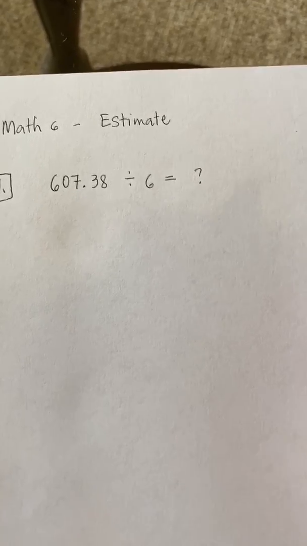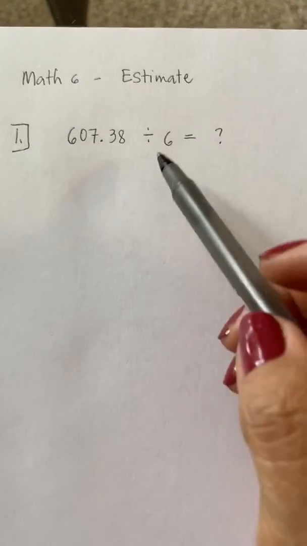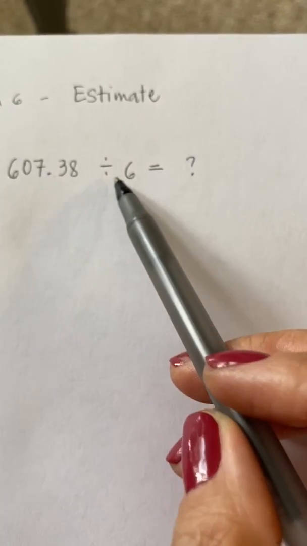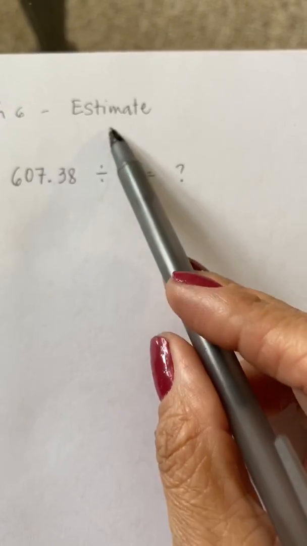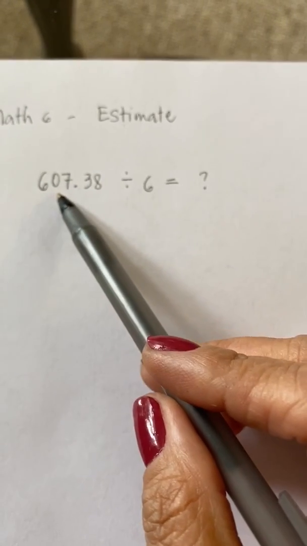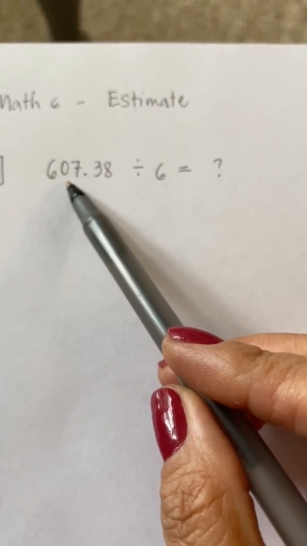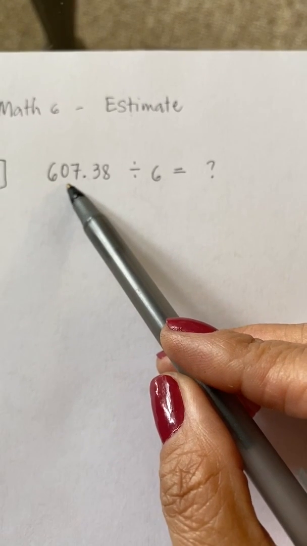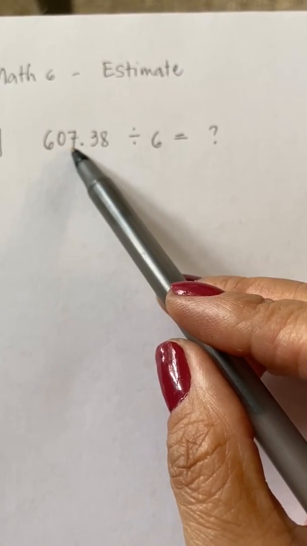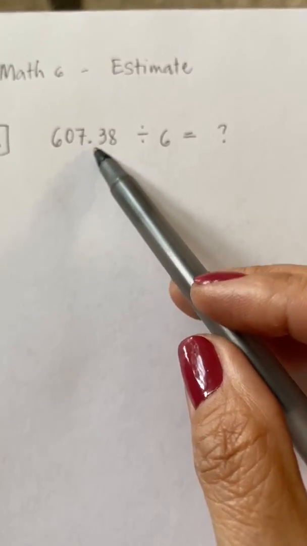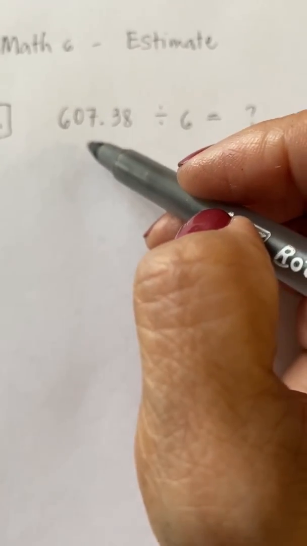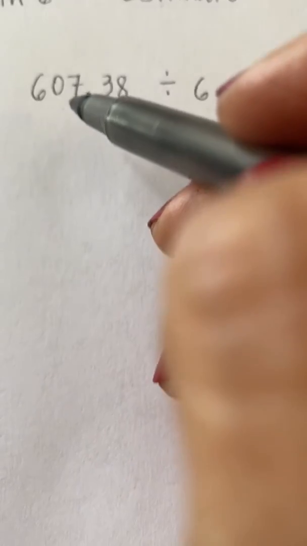And what are we doing here? We will estimate 607.38 divided by 6. Now, the word estimate actually means to make your decimal number into a whole number. Why a whole number? Because it is easier to deal with a whole number rather than dealing with a decimal number. So the first thing we're going to do is to estimate, or to make 607.38 into a whole number.